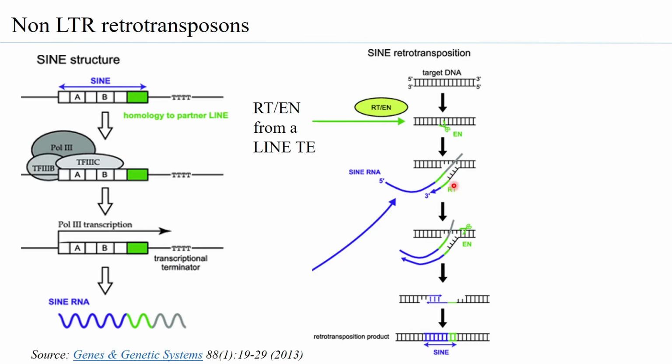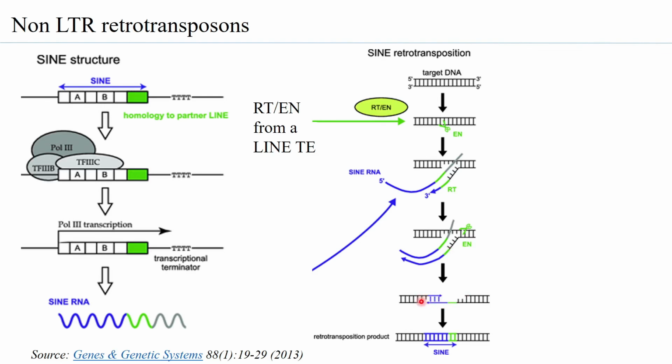So from this end on, using the reverse transcriptase and endonuclease from a LINE transposable element, a cut will be made wherever there is a poly T. So the poly A part of the SINE will bind to the poly T, and using this RNA, reverse transcriptase will synthesize the complementary DNA. It will make a cut on the other strand, and that strand will lead to again integration, and this integration will allow the formation of the second strand.